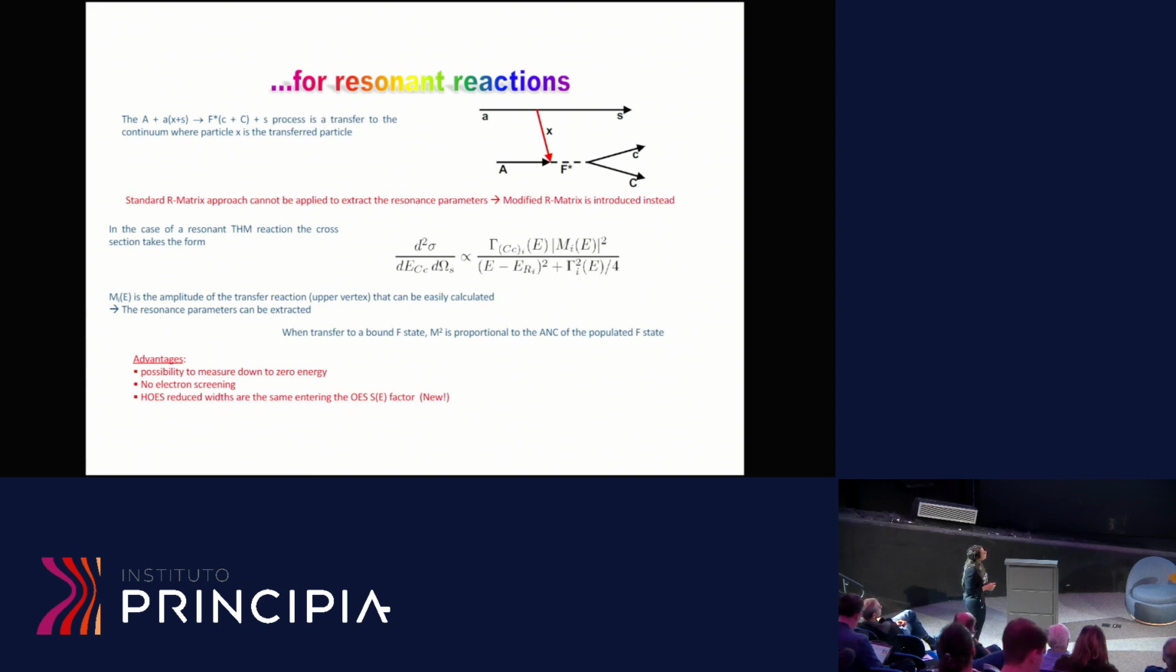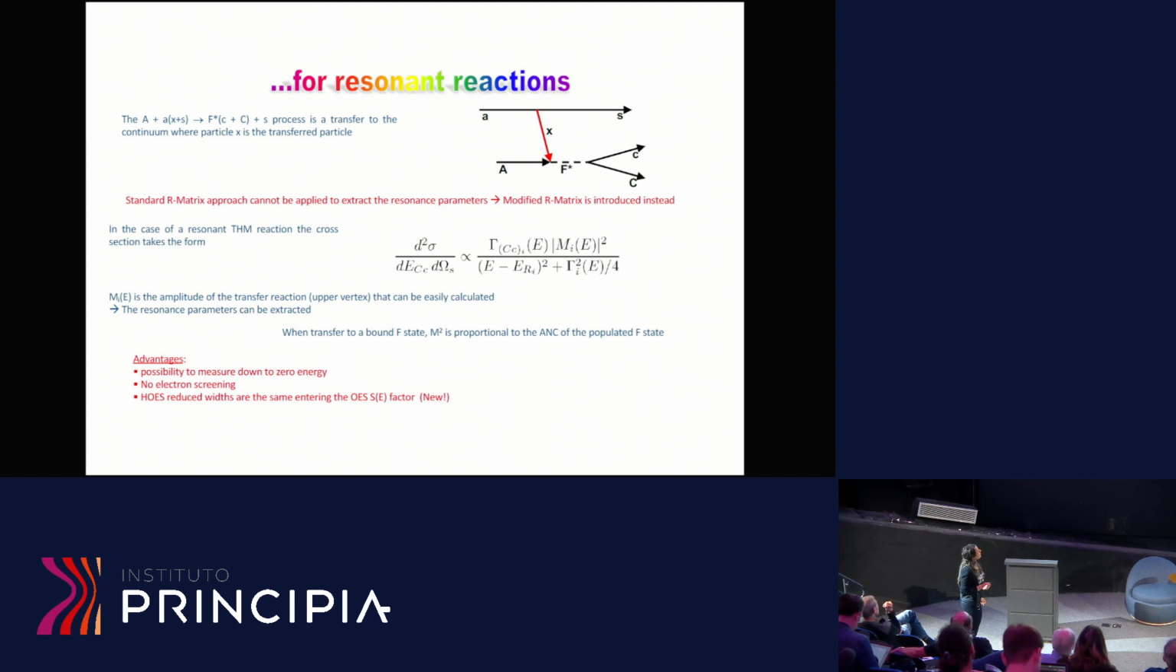And so a modified R matrix was introduced. Essentially, this is the way we parameterize the two-body cross-section when it is resonant. You can recognize a kind of Breit-Wigner, where the gamma in the entrance channel has been replaced by the square of the transfer amplitude. This is somehow the trick, something that you can easily calculate.